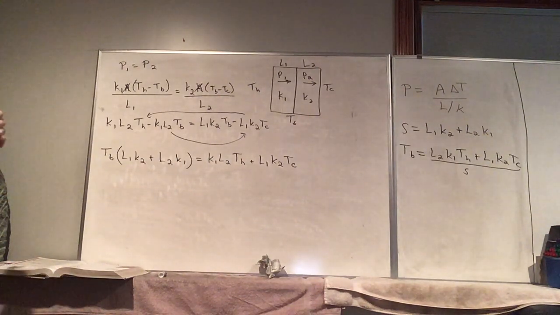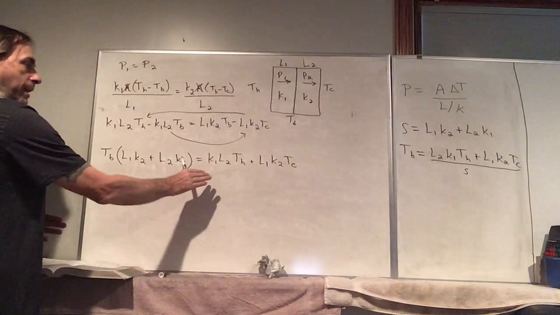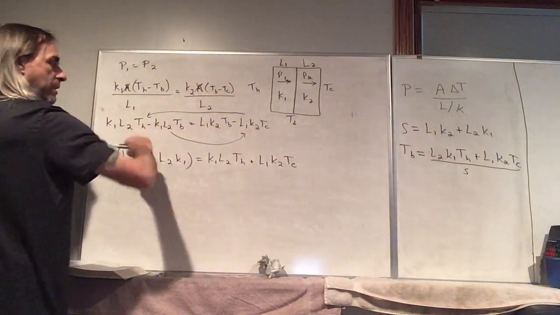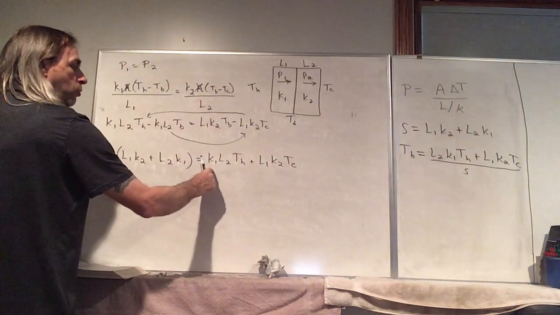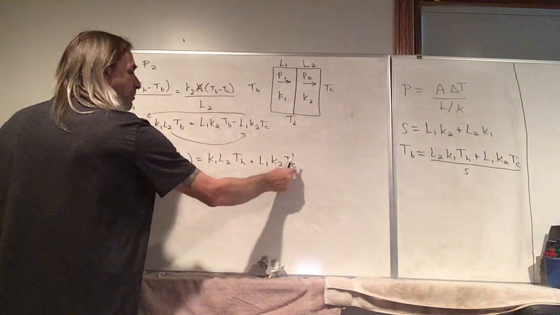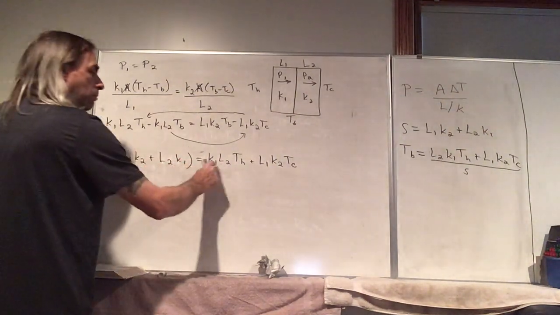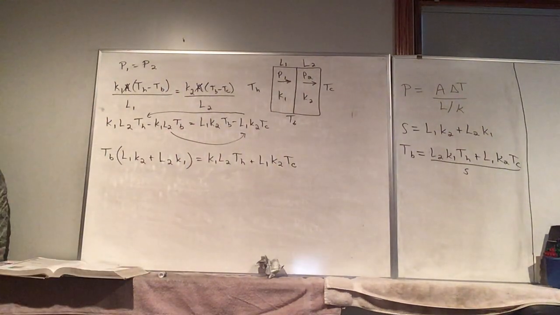Oh, I think I did make a mistake somewhere. So I move this term over here, factor out the TB, that's good. And then over on this side, we have L1 K2 times T, oh no, that's right. And then K1 L2 TH. So I think this all looks good.